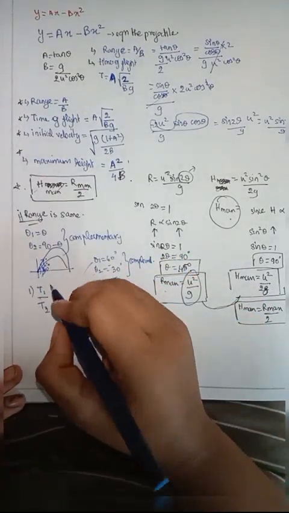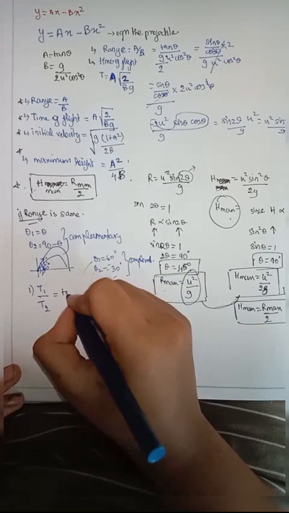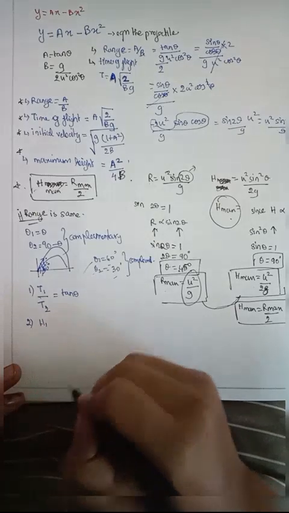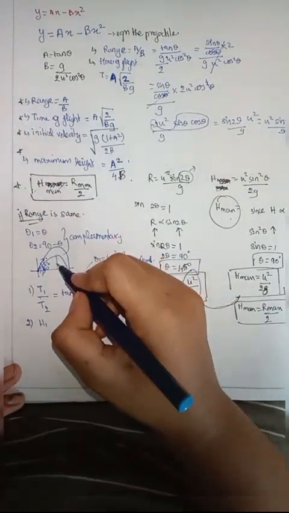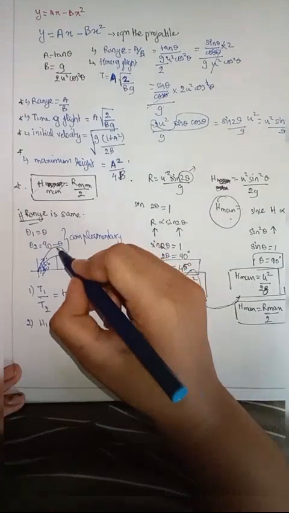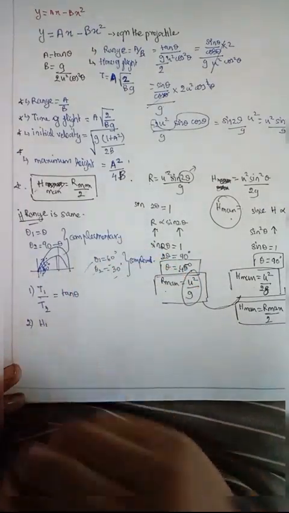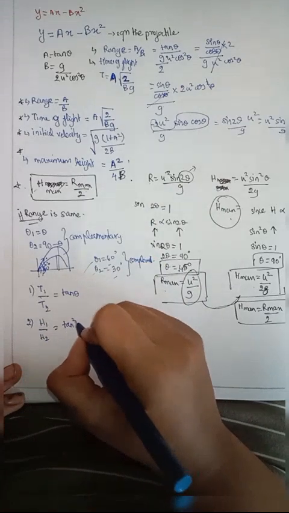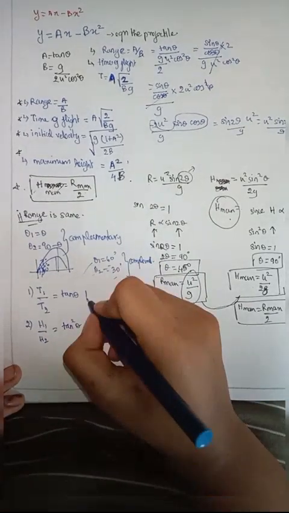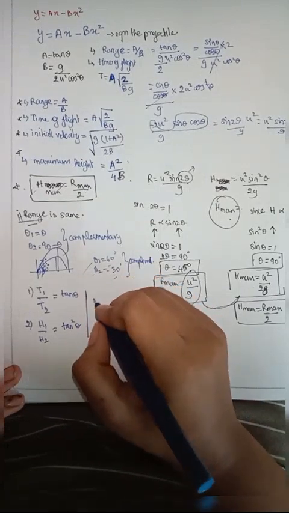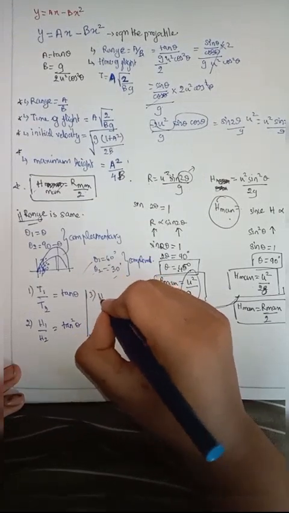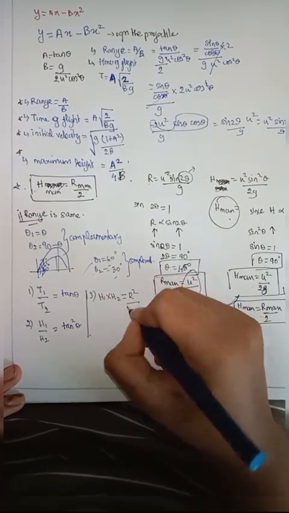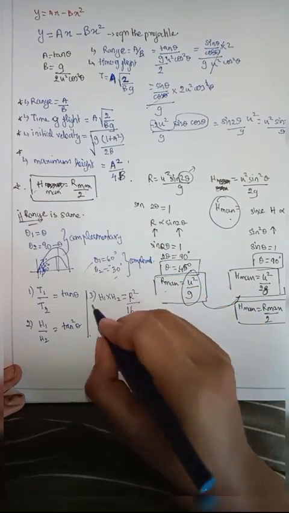If these two happen, T1 by T2 is nothing but tan theta, and H1 by H2. H1 is the maximum height reached by the projectile with angle 30 degree, and H2 is the maximum height reached by the projectile with angle 60 degree. That is equal to tan square theta. And there are many examples. And third, H1 into H2 equal to R square by 16. In terms of range, they are asking R square by 16.